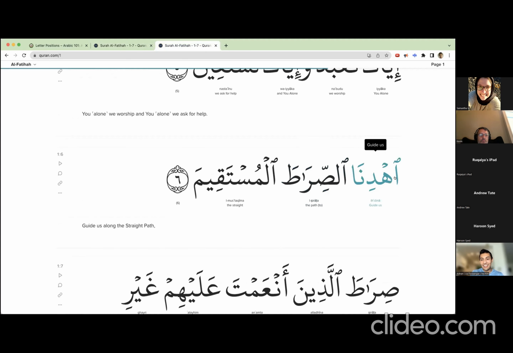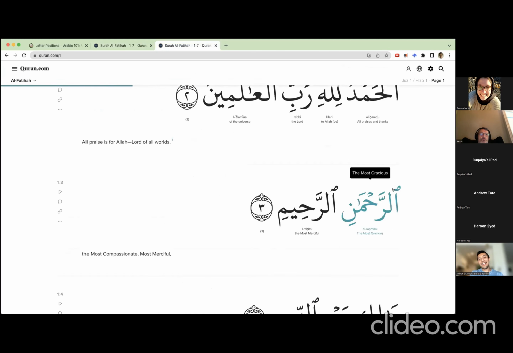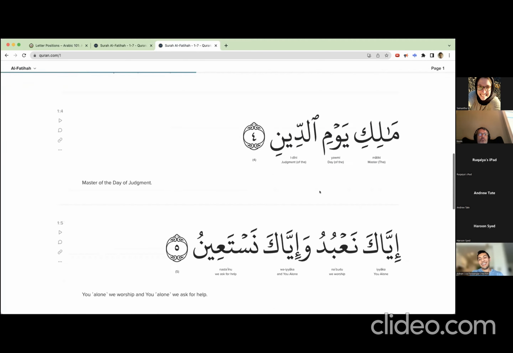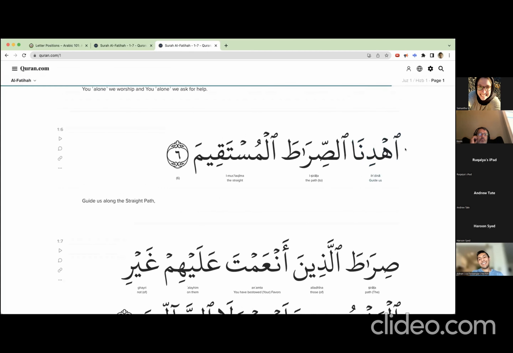You see that the I vowel isn't expressed here. Once again, you have the squiggle, okay? So it's the same squiggle as before. Here you said Ar-Rahman, Ar-Rahim. Here, you're supposed to say Ihdina sirat al-mustaqim. But it's the same squiggle.